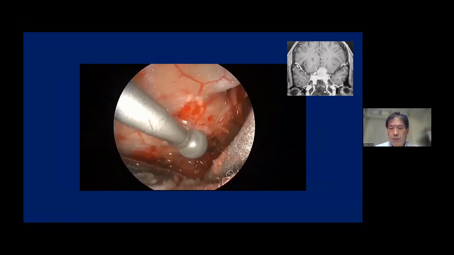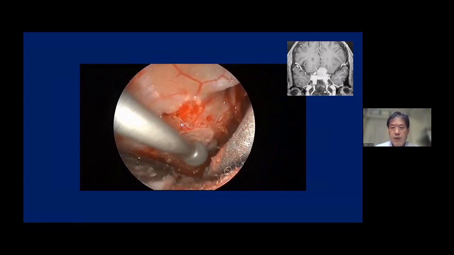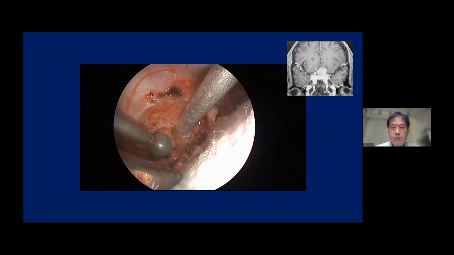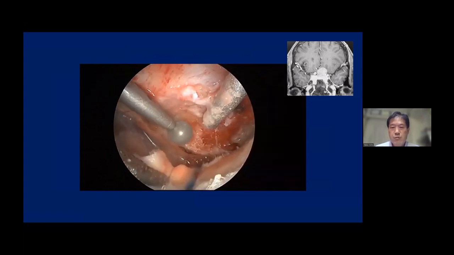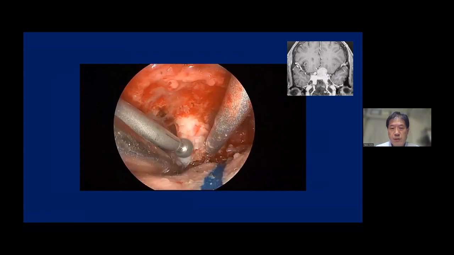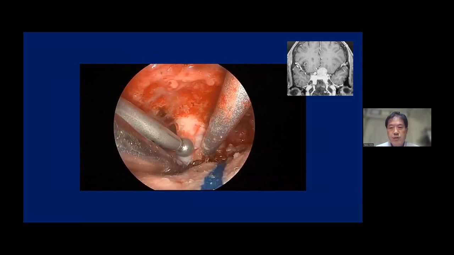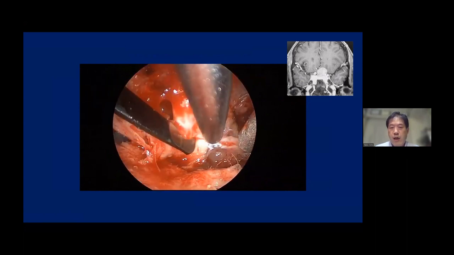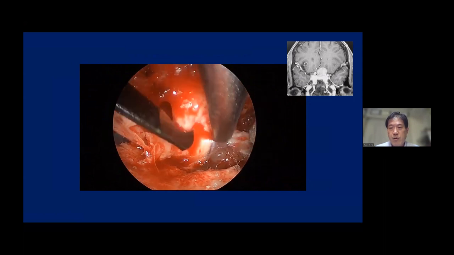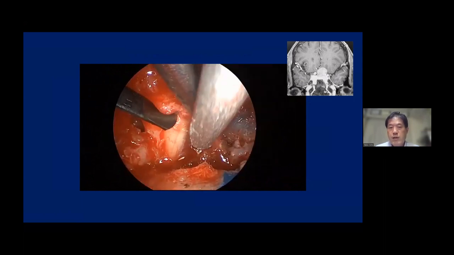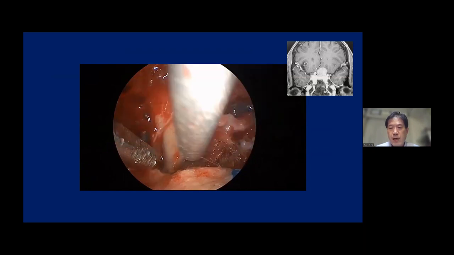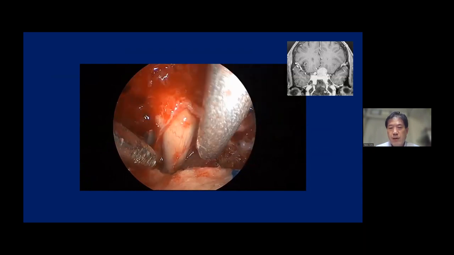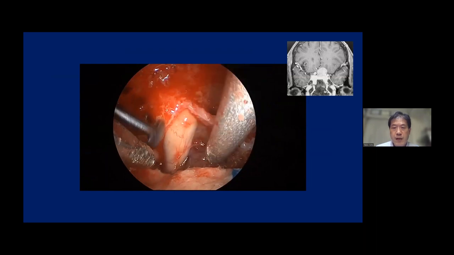The endoscope can offer a panoramic view, so we can drill out the tuberculum sellae and also drill out the superior wall of the optic canal at the initial stage of the surgery. Now I decompress the optic nerve. One of the benefits of this approach is that we can observe the medial side of the optic nerve on the ipsilateral side.